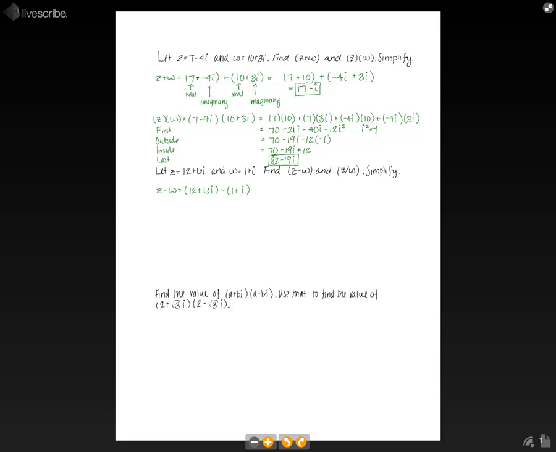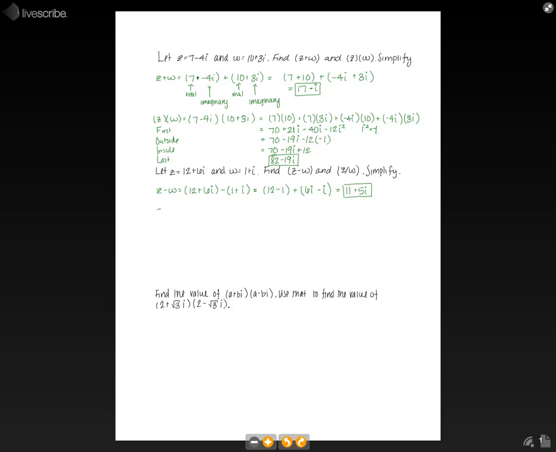Alright, so now what we want to do is subtract the real parts and subtract the imaginary parts. So the real parts are going to be 12 minus 1. That's the real part. And then the imaginary parts are 6i minus i. So when we simplify that, 12 minus 1 is 11, and 6i minus i is 5i. So we get 11 plus 5i.